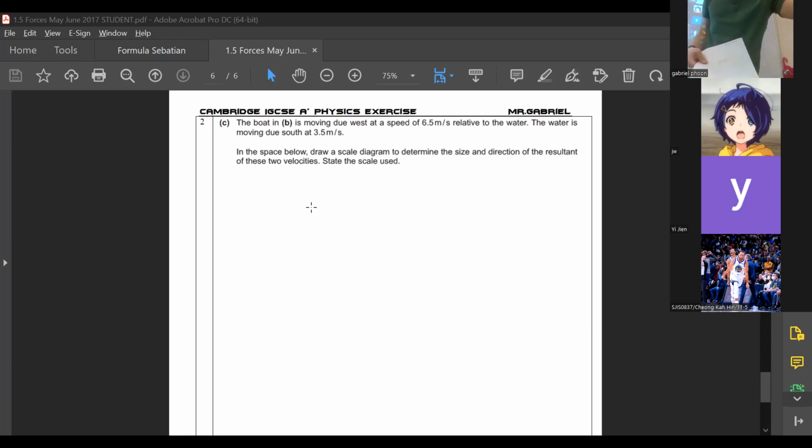Don't write 2 cm equals 1 meter. Write 1 cm represents how much? It's 1 cm represents 0.5 here, right? Gabriel Tan, 6.9. Sir, the result I need to count in cm? Oh, because it's meters per second. Result then, meters per second.